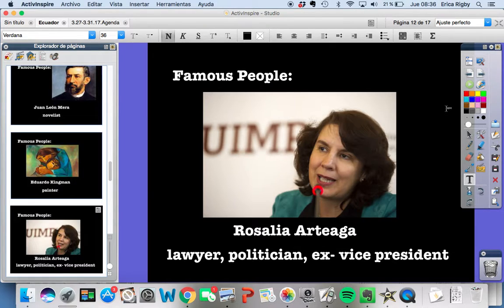Finally, for famous people, here we're talking about Rosalia Arteaga, a lawyer, politician, and ex-vice president. This woman was named as the first head of state in Ecuador. And as a lawyer, politician, and the ex-vice president, she also held office as president for 2 days in 1997 before resigning.